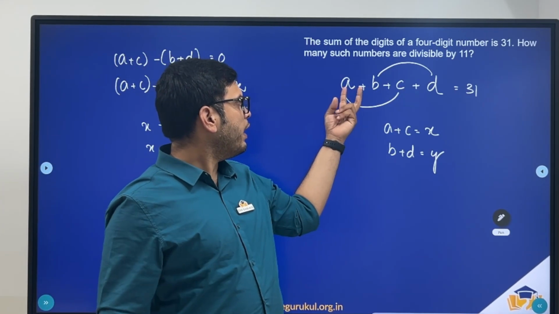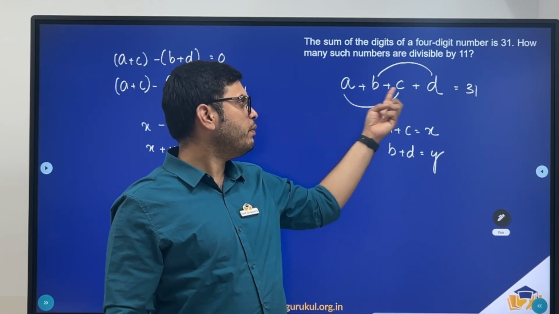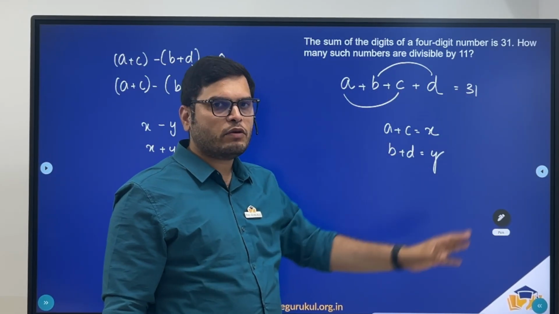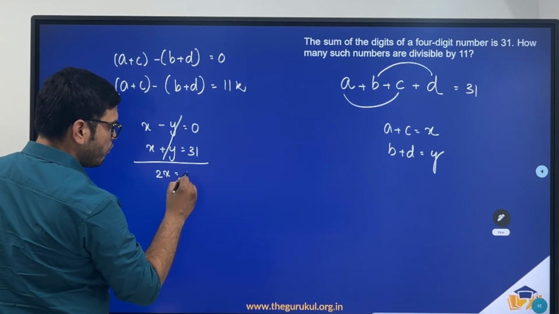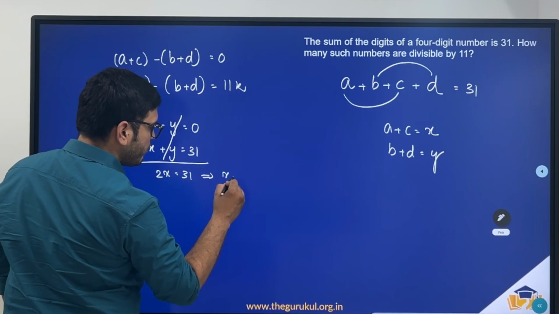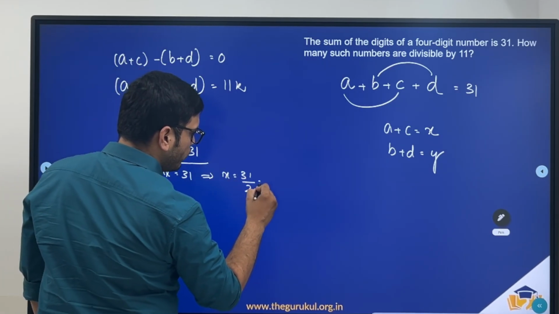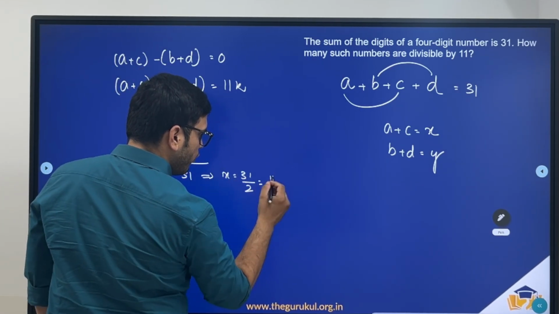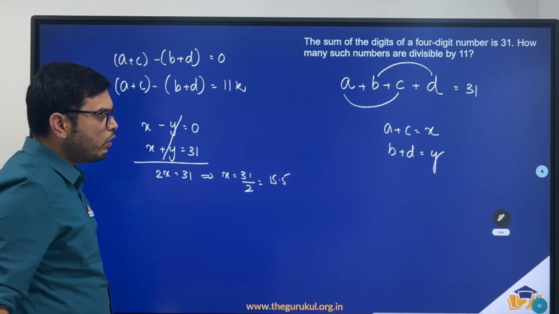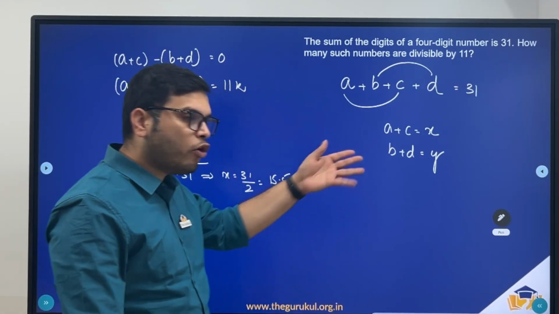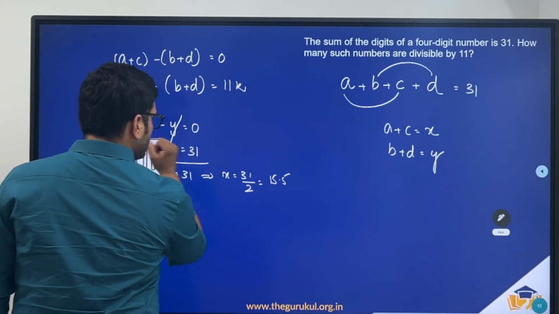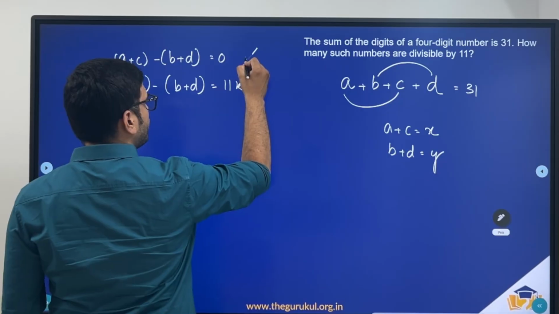I can replace A plus C with X, B plus D with Y. You will be having X plus Y is equal to 31. Now when I add these two, you have 2X is equal to 31, which implies X is equal to 31 by 2, which is 15.5. Now can we have the sum of two digits as 15.5? No, you cannot, that cannot be in decimals. So this is not possible.